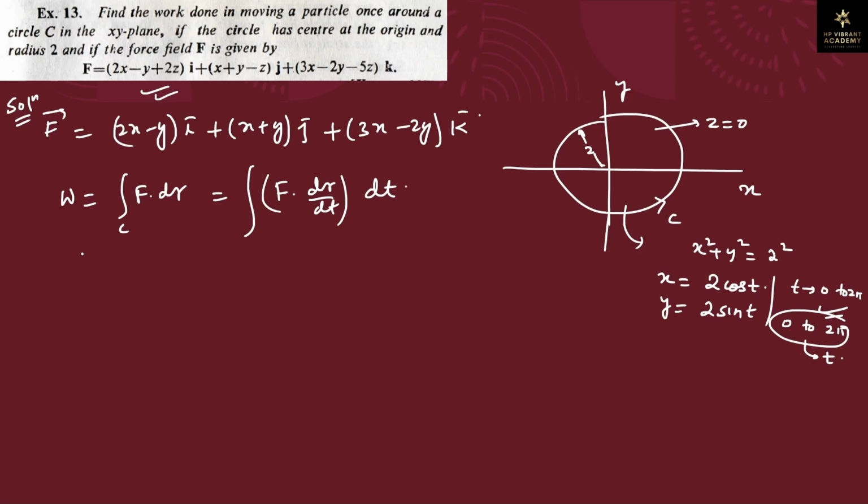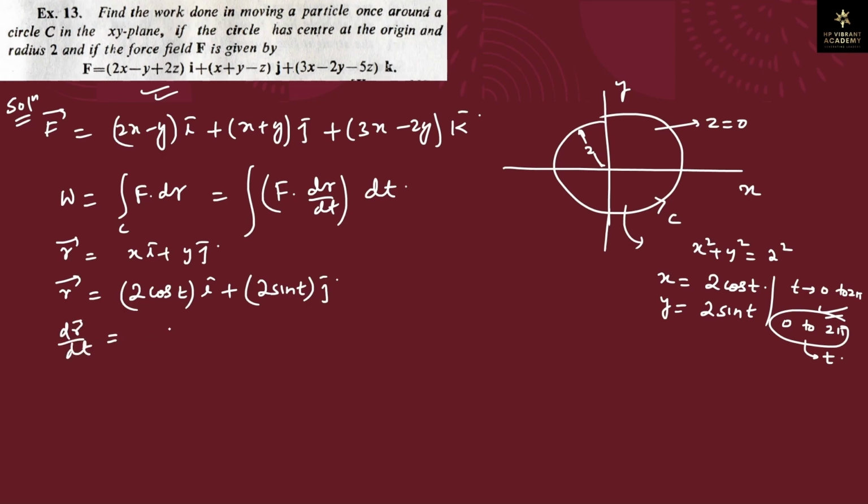Let us place the values here. The position vector r is x i cap + y j cap. So r = 2 cos t i cap + 2 sin t j cap. We can find dr/dt as minus 2 sin t i cap plus 2 cos t j cap.